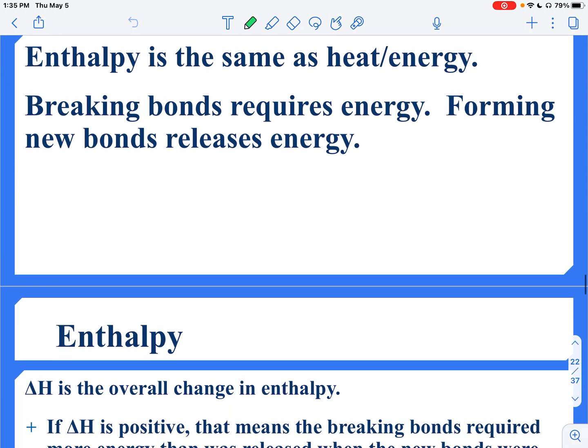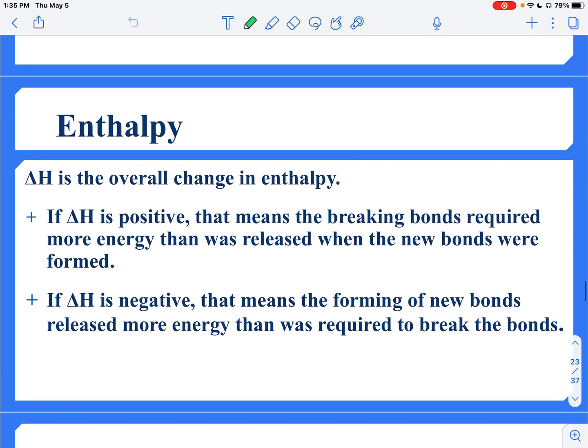So when you're talking about delta H, or change in enthalpy, you know it's energy of products minus energy of reactants. If it is positive, we know that means it's endothermic. And so that also means that the breaking of the bonds required more energy than was released when the new bonds were formed. So overall, you had to add energy. Overall, it was an endothermic reaction.